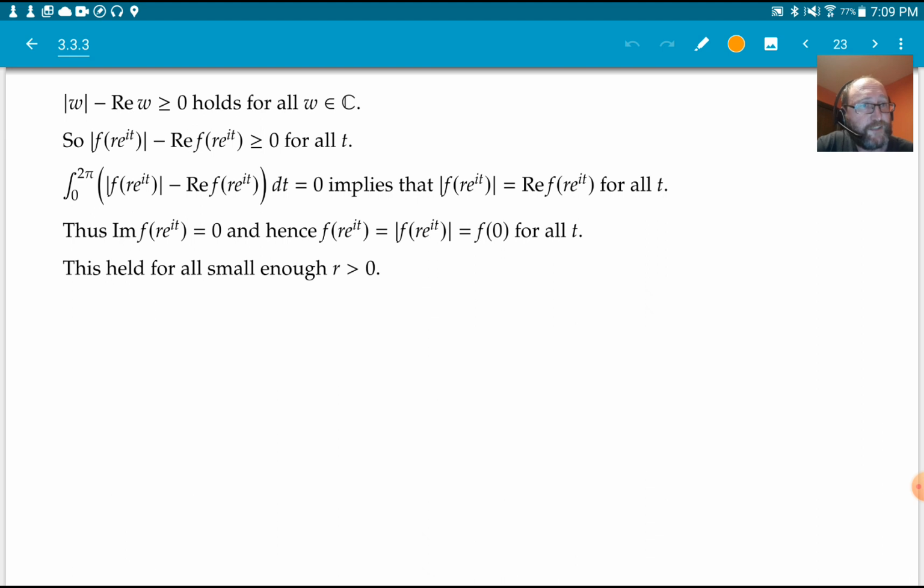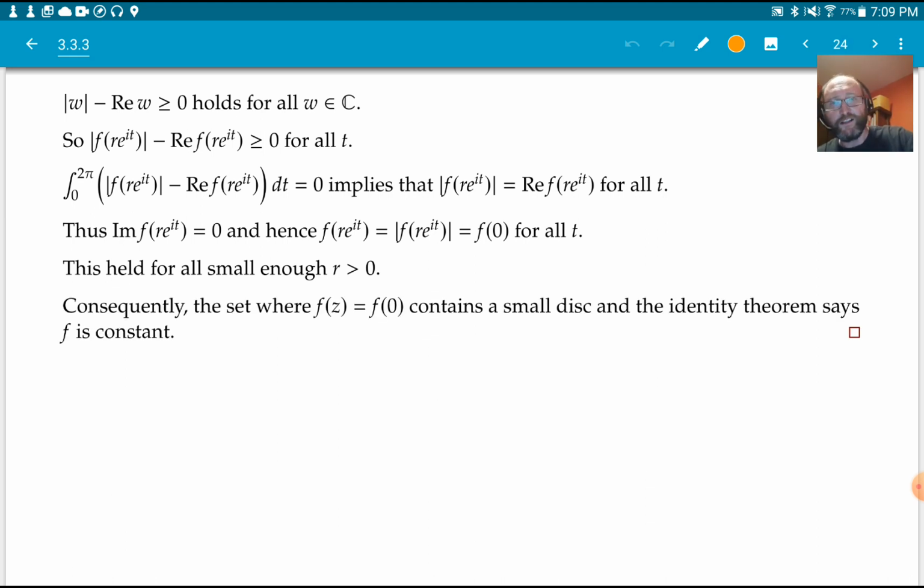And this held for all small enough r, so that we could apply this. We were using that it was a local maximum, so where f was bigger than all the points in an r neighborhood. Well, once it's true for all small enough r, it's true for all little circles, so f of z equals f of 0 on a whole open disk. That's the main thing. In a whole neighborhood of 0, f of z is equal to f of 0. It's constant in a neighborhood.